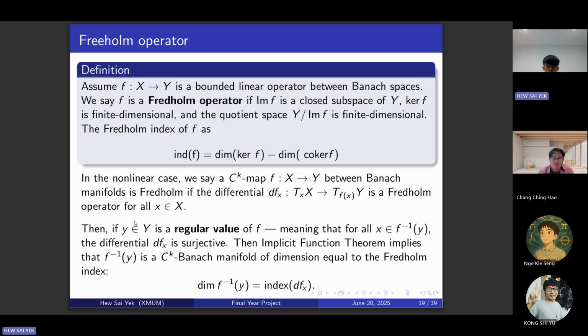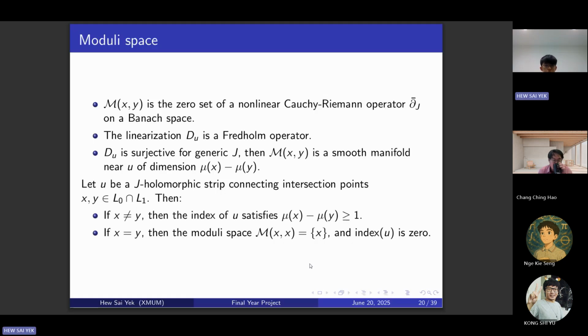Then by the implicit function theorem, the preimage of y is a manifold of dimension equal to the Fredholm index. Now the moduli space, we can view it as the zero set of the nonlinear Cauchy-Riemann operator on some Banach bundle, and the linearization is a Fredholm operator. Then the linearization D_u is surjective for a generic almost complex structure. Then the moduli space is a smooth manifold of dimension mu(x) minus mu(y).